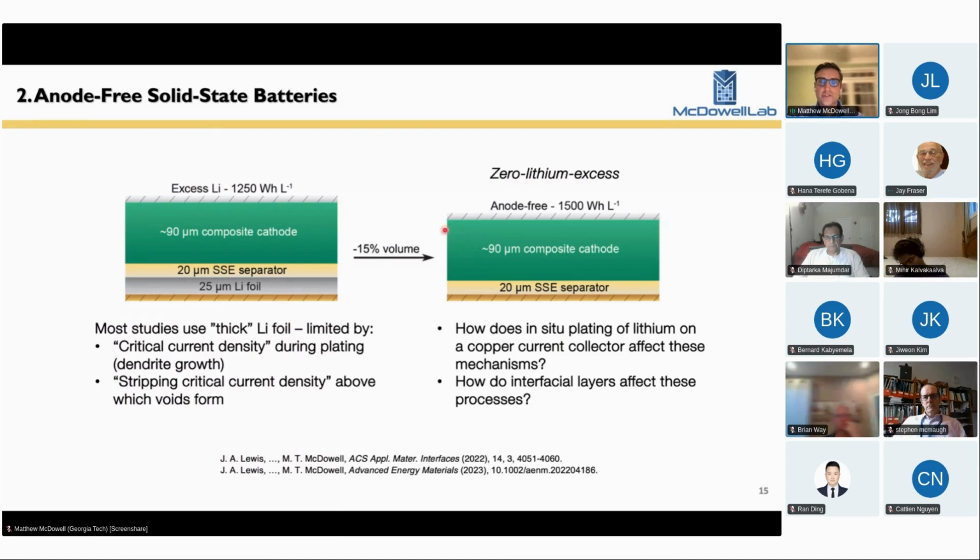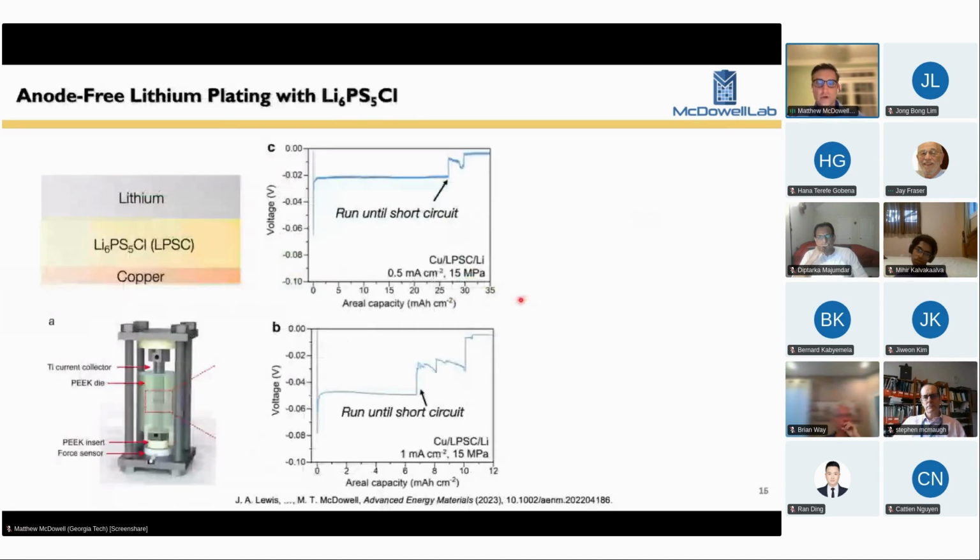So the question when we started our work in this area was, what is governing performance of these anode-free cells? Is it the same thing as lithium excess cells, and how do we understand it? So we started working on this. We are developing anode-free solid-state batteries based on sulfide-based separators like the argyrodite that's shown here. One of the first things we did when we started this work was basically, can we deposit lithium on a copper current collector? It sounds very simple, but it turns out it's kind of challenging.